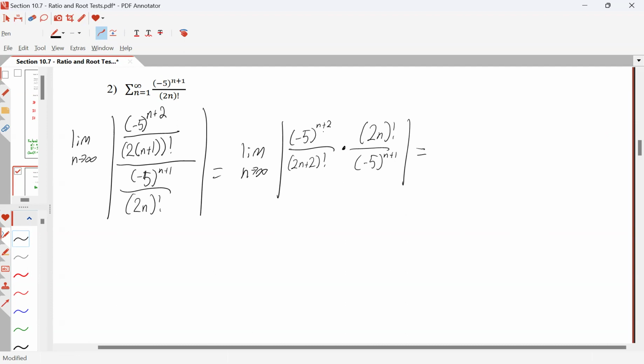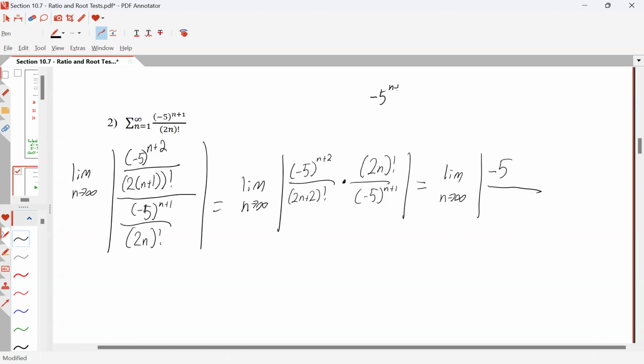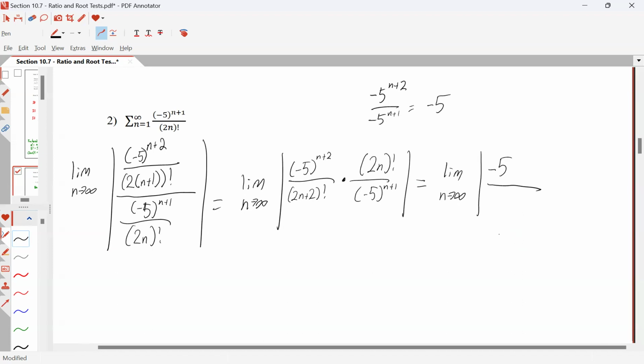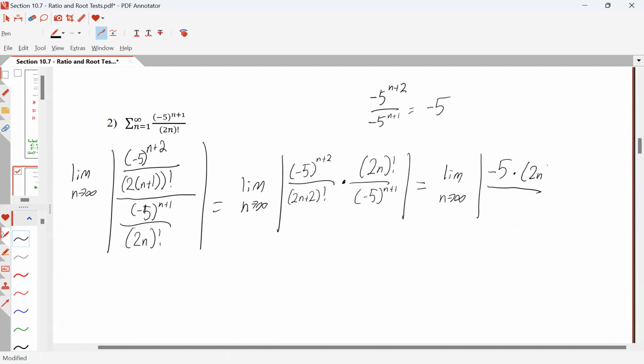We have a -5 to the n plus 2 and a -5 to the n plus 1. When we divide those, we'll end up with just a -5 in the numerator, as we have -5 to the n plus 2 over -5 to the n plus 1. This is equal to -5. Then we have times 2n factorial.